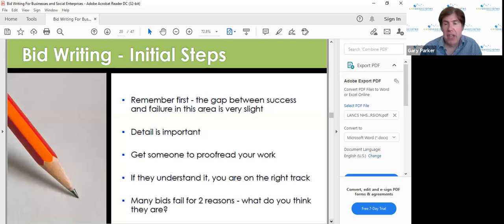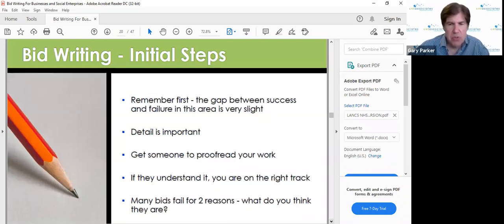Many bids fail for two reasons, which are quite simple. Number one is people don't submit them on time. You'll be surprised at the number of applicants that don't do that. So it will not get considered even if you're a few minutes late, especially online applications. That's it. Cut-off date has gone.